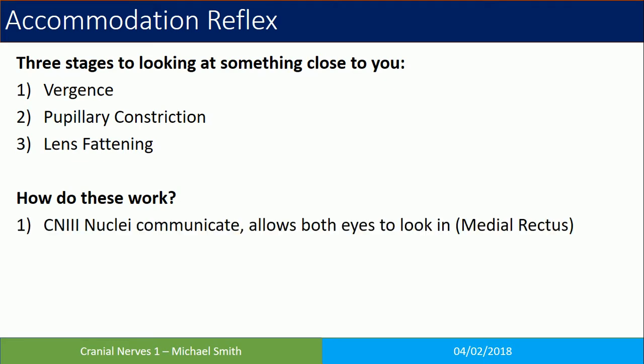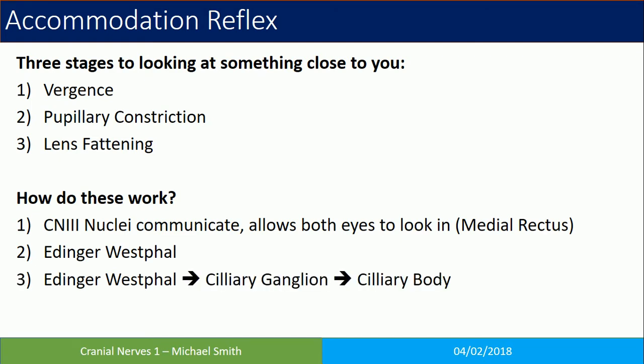So when you receive the visual information, your cranial nerve 3 nuclei both communicate with each other, and this allows both of your eyes to look in at each other, so both of your medial rectus muscles can contract at the same time. Then, for your pupillary constriction, as we discussed just now, your Edinger-Westphal nuclei will communicate with each other and close. And for your lens to fatten, again, your Edinger-Westphal nucleus plays a role in that it sends information to the ciliary ganglion and ciliary bodies, which pull less tightly on the lens and allow it to pull in closer.